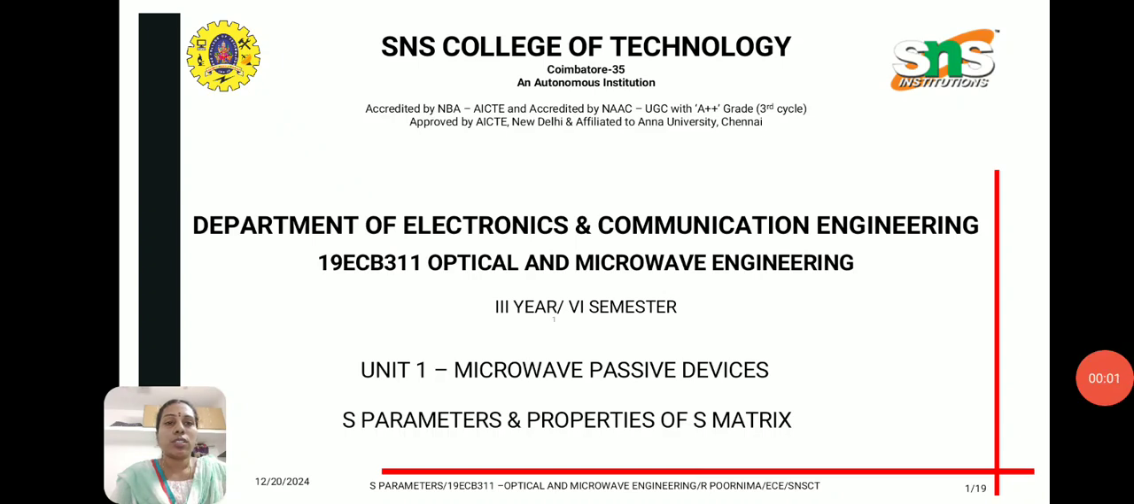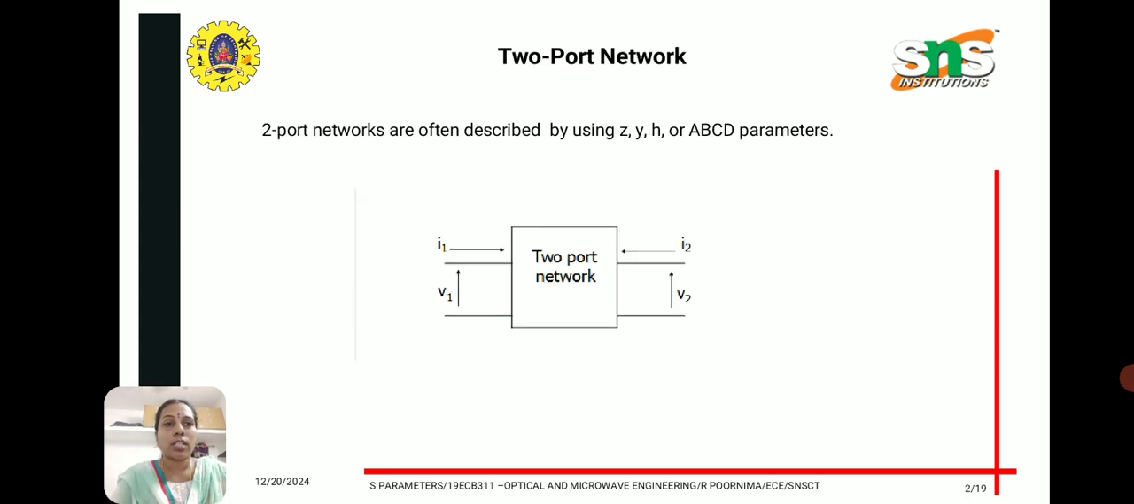Welcome to this video lecture on the subject optical and microwave engineering. In this lecture we are going to discuss S parameters and properties of the S matrix. Okay, let's start with two-port networks.